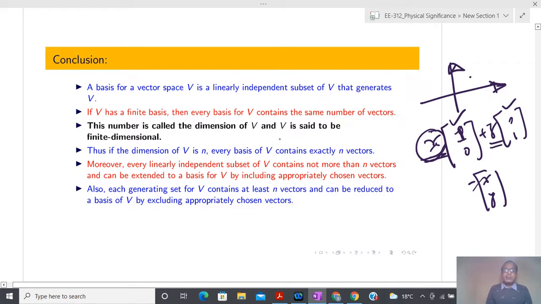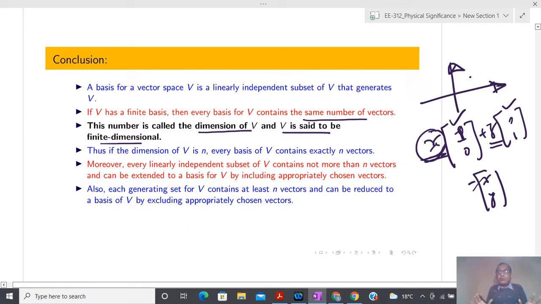So let us come to the conclusion now. A basis for a vector space V is a linearly independent subset of V that generates V. Basis is a very important notion, because in a space I have infinitely many vectors, but a basis tells us how to generate all vectors using a finite number of vectors. So if V has a finite basis, then every basis of V contains the same number of vectors. But if it is infinite, I cannot comment. This number is called the dimension of V, and V is said to be finite dimensional.